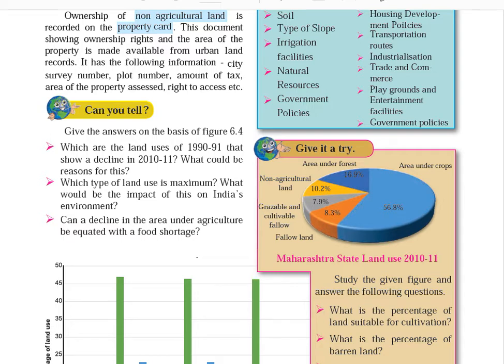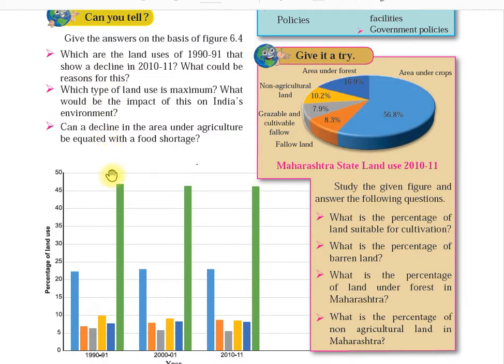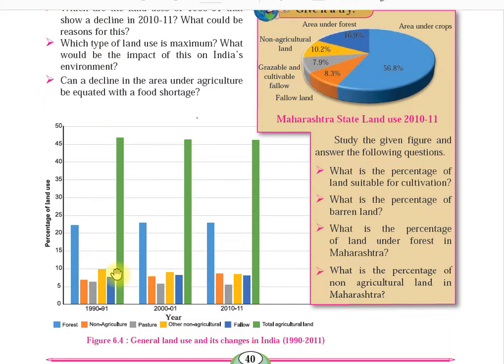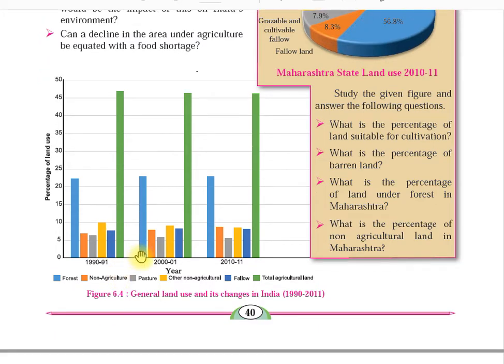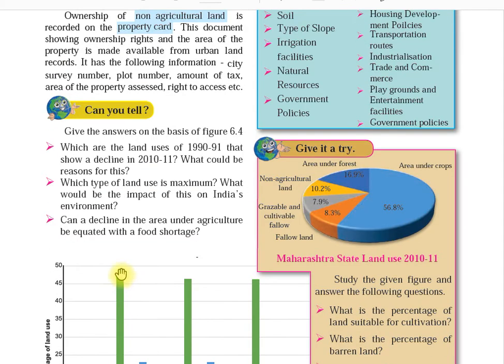Now see here, which are the land use of 1990-91 that show a decline in 2010-11. What could be the reason for this? Now look at this figure. Okay, now here they are giving you 1990-91 and 2020-21. Okay, now first question. Which are the land use of 1990-91 that shown a decline in 2010-11? What could be the reason for this?